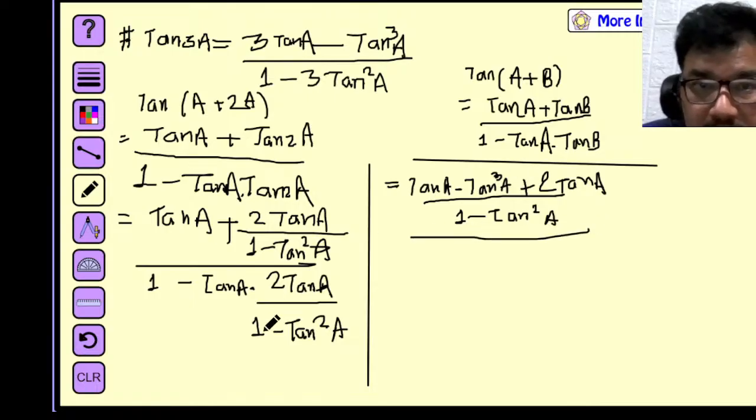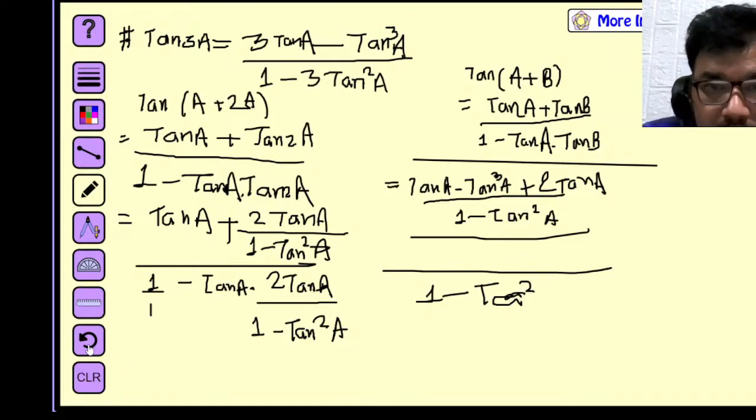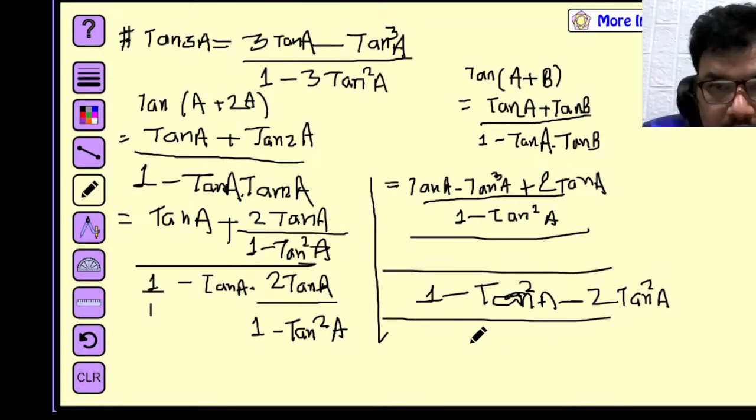Down also let's take the LCM. Here the LCM is 1 minus tan square A. Now multiply inside: this multiplies with 1, and minus 2 tan A into tan A means 2 tan square A. The whole upon is 1.